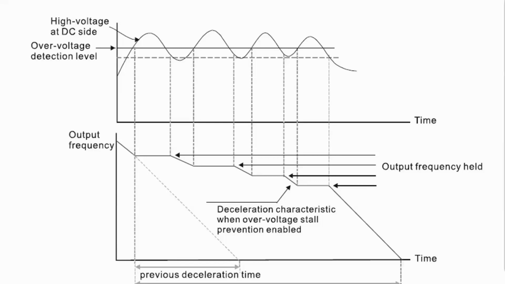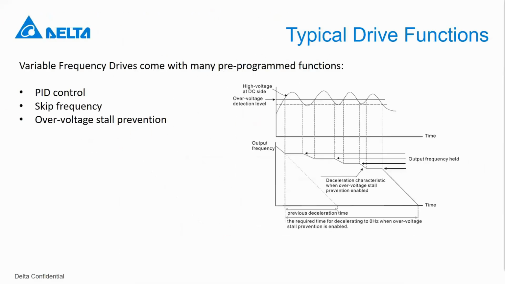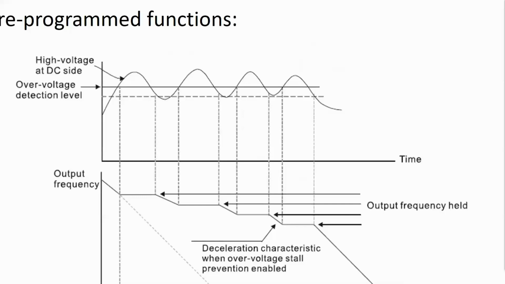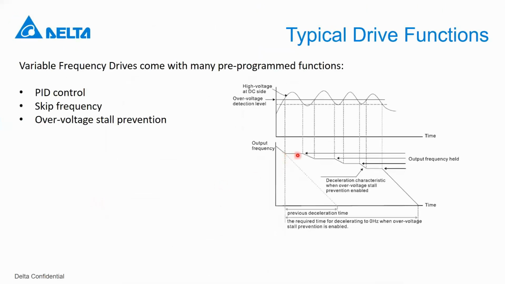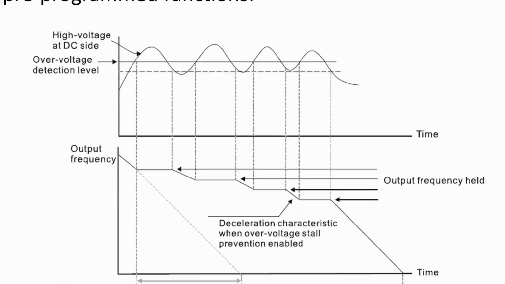So what the drive can do is start to decelerate. It can start to lower the output frequency, and then it can detect that the DC bus voltage is rising to a higher level, and then the drive will stop decelerating. So it will just run a straight line. And when the DC bus voltage is increasing again, the drive can again stop decelerating. This is called the overvoltage stall prevention.